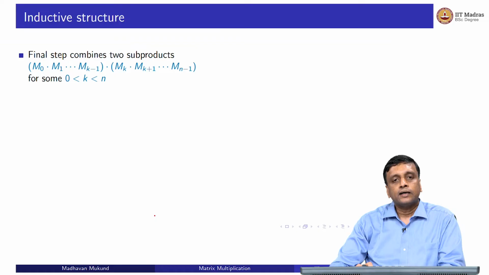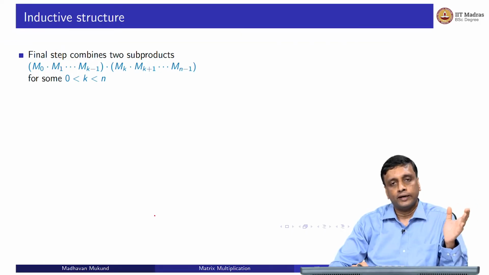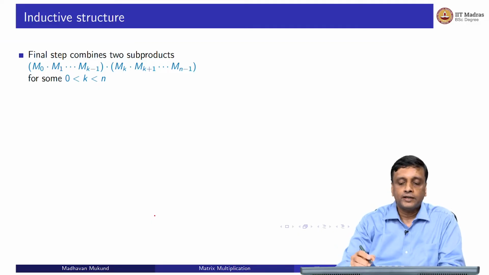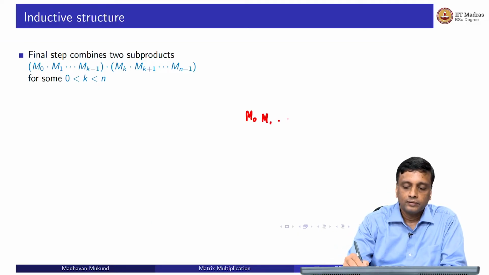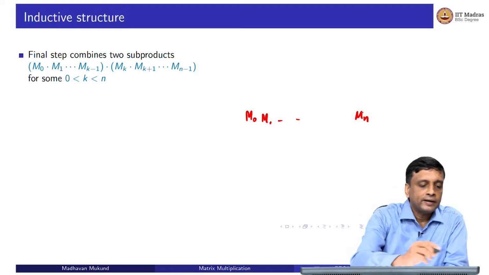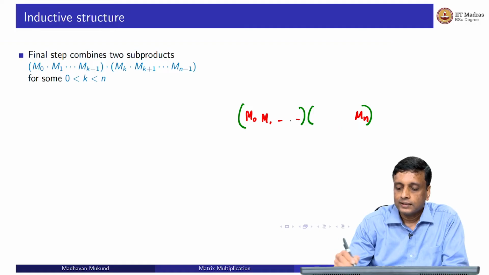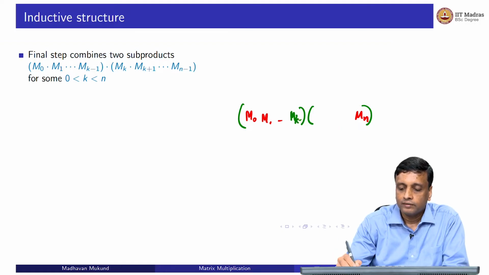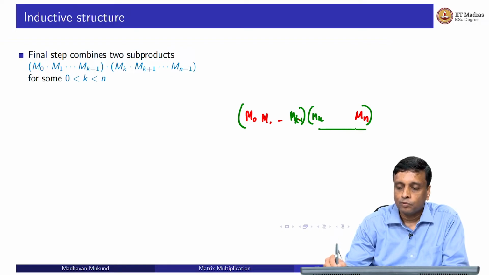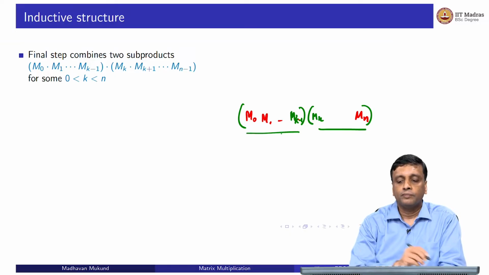So let's look at the inductive structure of this. Remember, we can only multiply 2 matrices at a time. So our final answer is a single matrix. That single matrix must have been got by multiplying 2 matrices. Because I am multiplying this whole thing left to right, the last 2 matrices that I multiplied, so I had m0, m1 up to mn, must have been of the form where I have taken the product from k to n and I have taken the product from 0 to k minus 1.